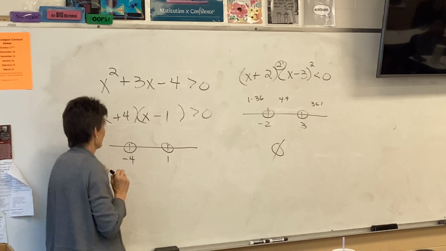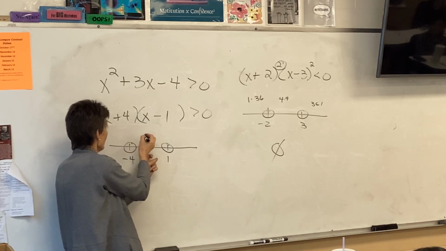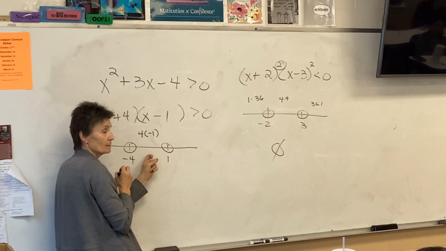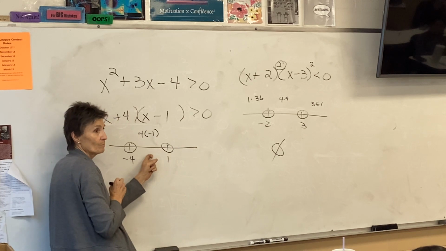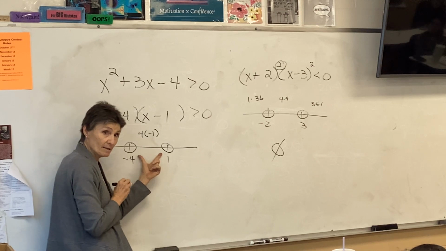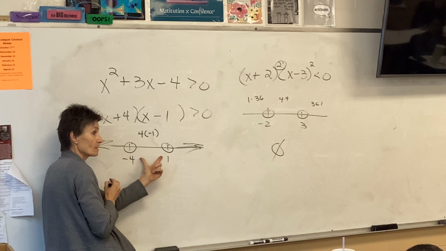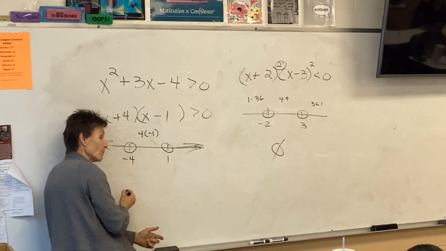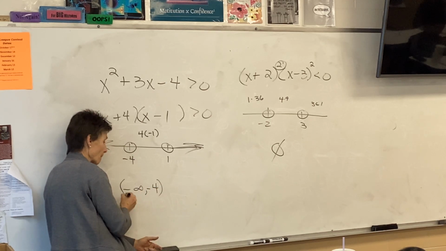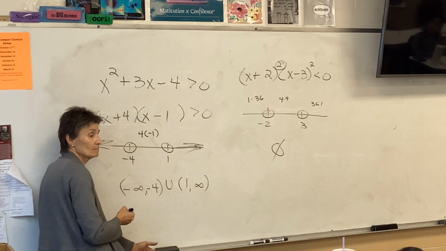So pick one number. 0. Zero's in here. So 0 would give me 4 times negative 1. Is that greater than 0? No. Which means this is not shaded, which means this and this are. So you remember how to write that? Negative infinity, negative 4, union, 1, infinity.